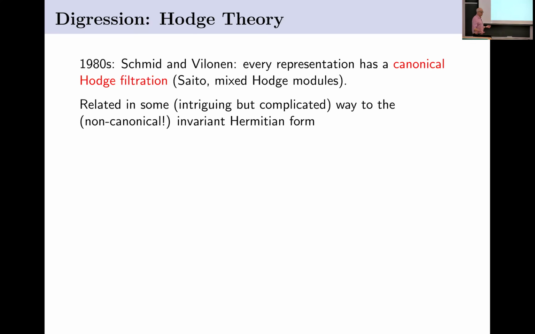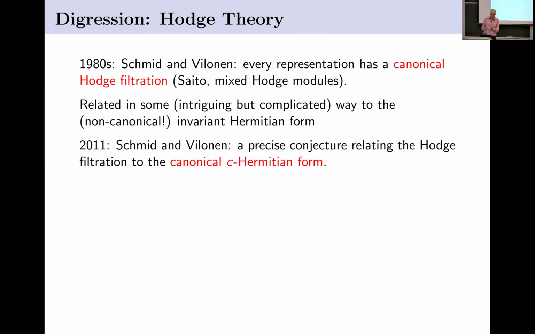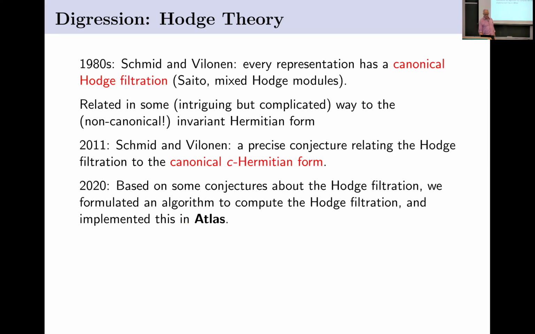Well, they observed that it's clearly somehow related to the signs of the Hermitian form, but one is canonical and the other isn't. So you know that there's trouble. And well, that's where the canonical C form comes in. They realized that that was the missing piece. And in 2011, they modified their conjecture to state that there's a precise relationship between the Hodge filtration and the canonical C form. And that's a beautiful conjecture, and everything's canonical on both sides. But it's a very, very difficult conjecture.